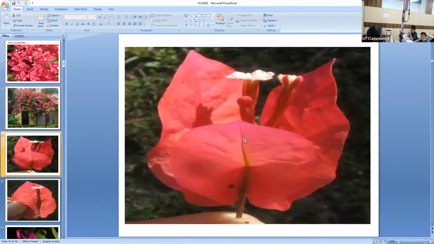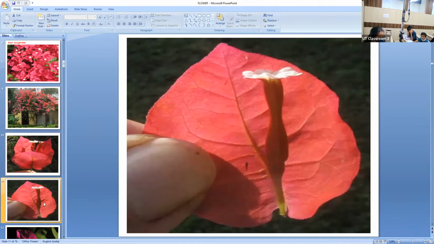Here, the brightly colored regions are papery leaf-like structures, modified leaves, and the flower is enclosed within. This is the flower. This is the main flower, which is arising from the axil of the leaf. Axil means it remains attached to the lower part of the leaf, the lower part of the modified leaf. And this is the flower.